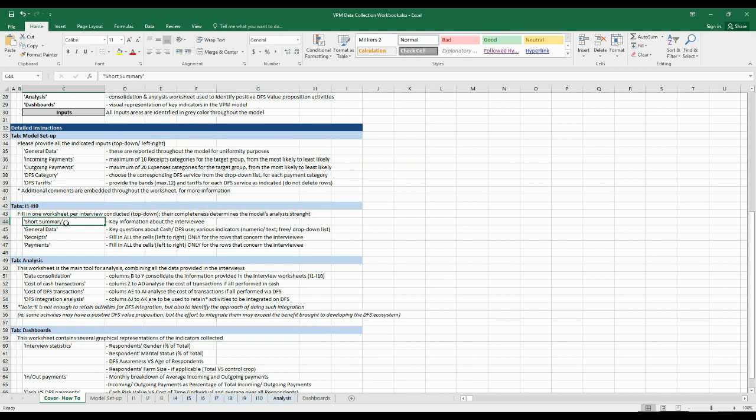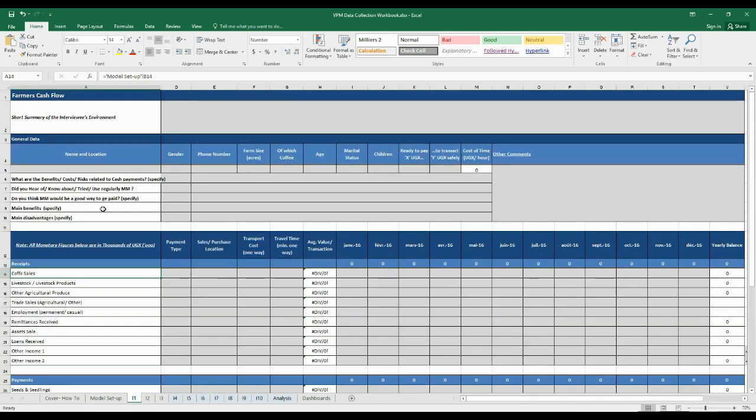We have 4 different areas in the tab. We have a short summary, we have general data, we have receipts, and we have payments. So if we just proceed to looking at the interviews now. So what we have here is the short summary. Here you can enter any information about the interviewee and the environment in which the interview took place, and or any other information that you want to cover.